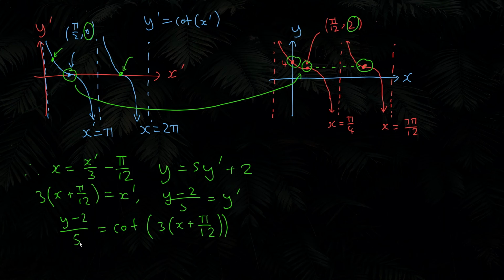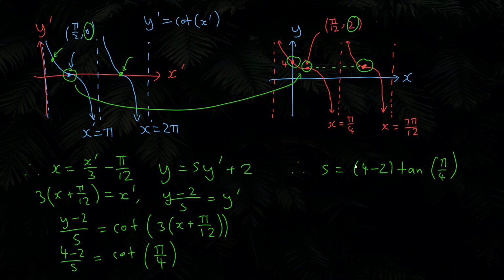To find this s, we'll take one of the points that we're given. We've already used this one, so that's probably not a good candidate. I think we should use this point. What this is telling us is that if x equals 0, then y should be 4. So 4 minus 2 over s equals cot of 3 times 0 plus pi over 12, which is pi over 4. Just rearranging a bit, we find that s equals 4 minus 2 times tan of pi over 4. This is 2, this is 1, and so s equals 2.